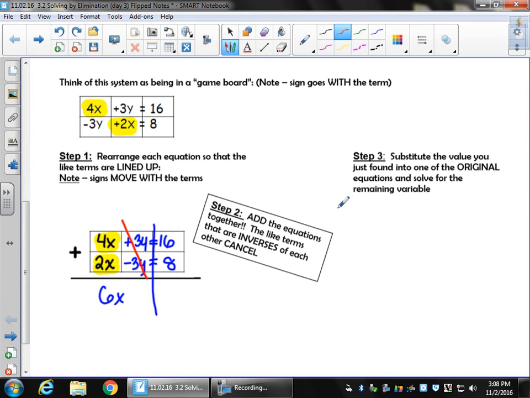because they are inverses. An inverse means that they're the same number, just opposite signs. So these cancel, they equal 0. So this becomes 6x equals 16 plus 8. 16 plus 8 is 24. And now look what we can solve for. Divide by 6, divide by 6. X equals 4.